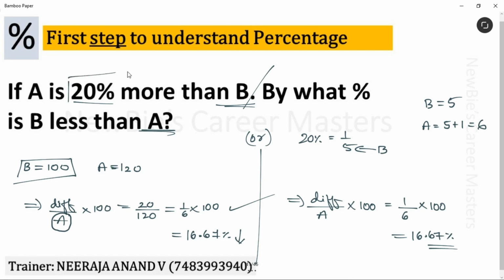Let me explain this again. First take the fraction value of this 20%, that is 1 by 5, and just check whom we are comparing with. B. Take this value as B value and numerator is 1. That means A is 1 more than B. A value we get as 6. After that, come to the last statement. By what percent is B less than A? Comparison with A now. A should come to the denominator. Rest everything is the same. 1 by 6 is the answer, 16.67 is the final value. That simple it is. I hope this is clear.